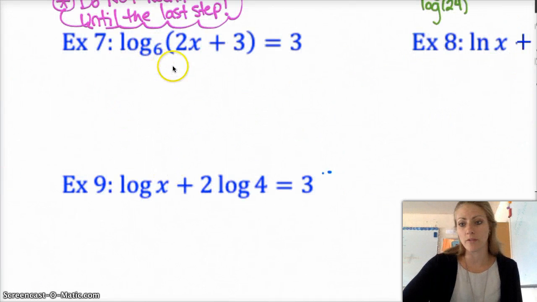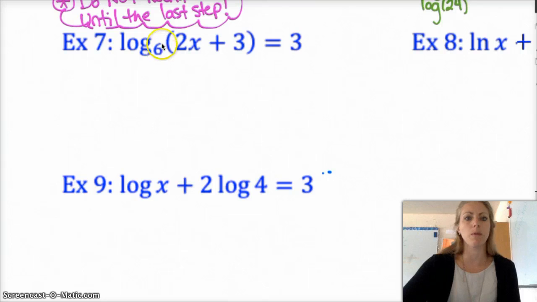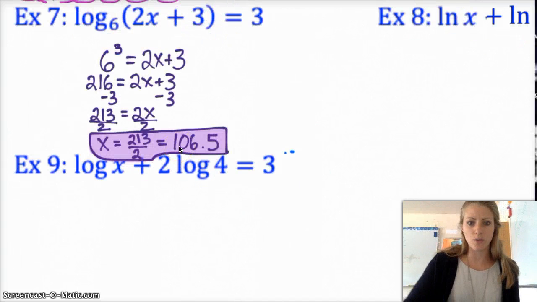Example 7 is more of a rolling of the log type of problem. So you have log base 6 of 2x plus 3 equals 3. You can actually just roll the log. So 6 to the third equals 2x plus 3, and then solve it that way. So you should get 106.5, or 213 divided by 2.